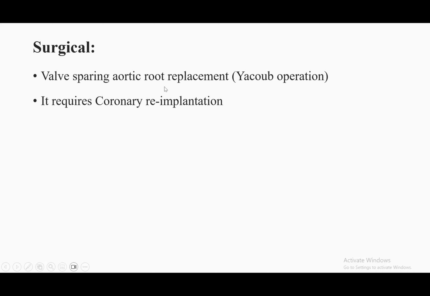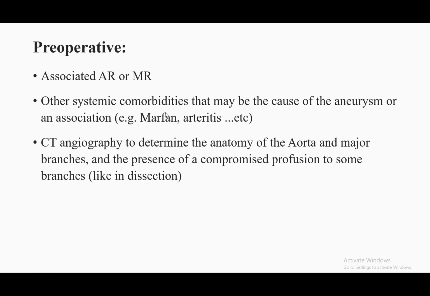Surgical treatment is valve-sparing aortic root replacement, the David operation. It requires coronary reimplantation. Preoperatively, it is associated with aortic regurgitation or mitral regurgitation, and other systemic comorbidities that may be the cause of the aneurysm or an association, like Marfan or arteritis. CT angiography to determine the anatomy of the aorta and measure the branches and the presence of compromised perfusion to some branches, like in dissection.